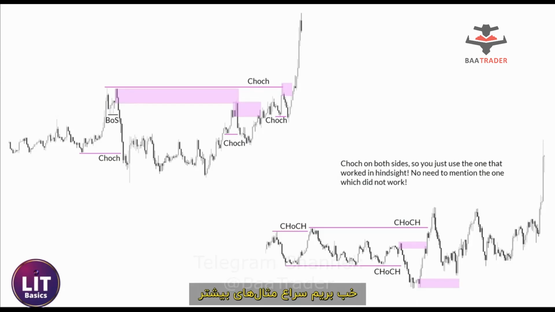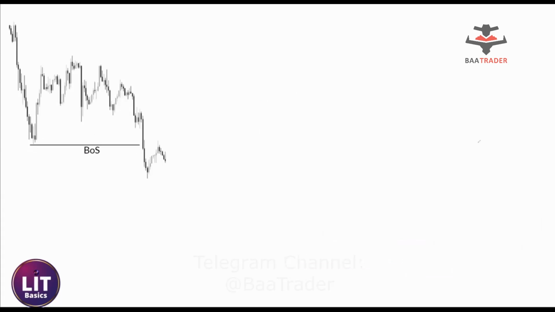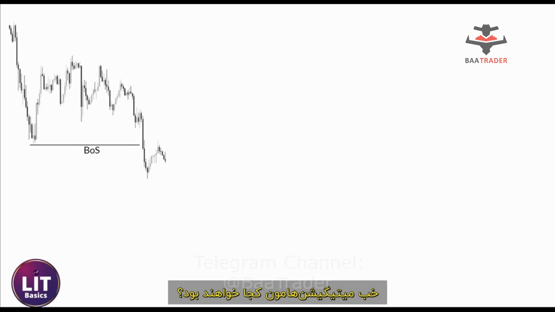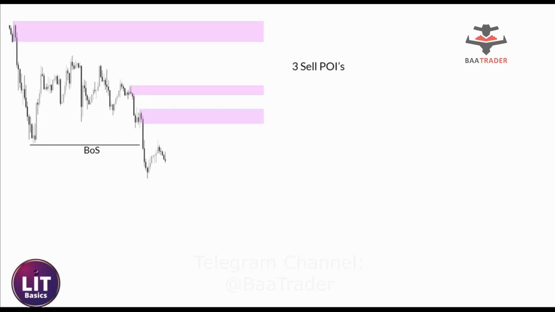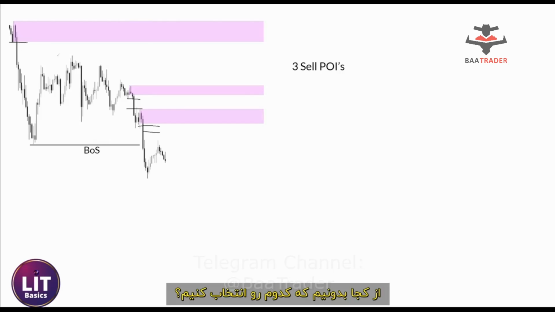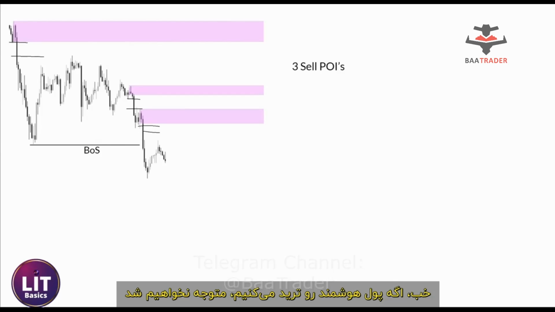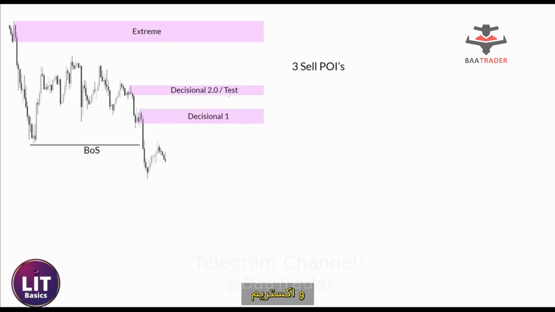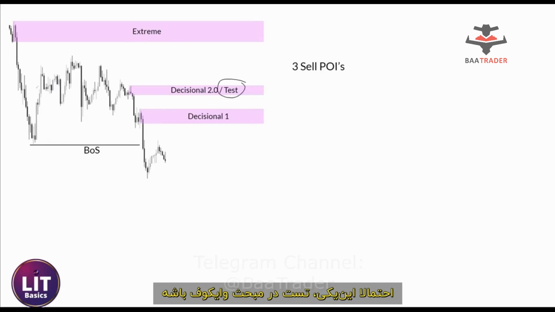So let's go over some more examples. Exactly. Here we've just got a simple BOS. So where would our mitigations be? We've got 3. These are all of the ones with imbalance. How do we know which one we pick? Well, if we're trading smart money, we don't. So we just give a go at all 3: decisional 1, decisional 2, and extreme. Possibly this is the test from your Wyckoff.